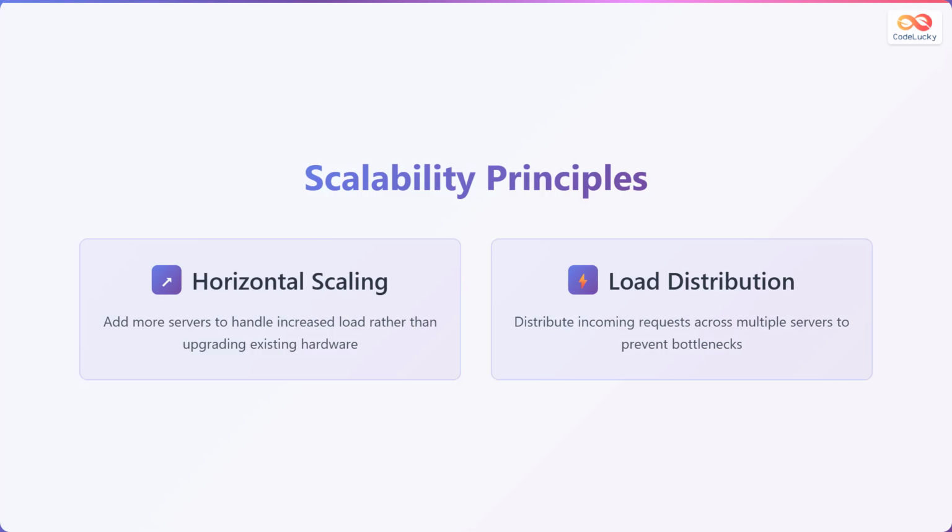Let's discuss scalability principles. First, horizontal scaling. Instead of upgrading the existing hardware, you add more servers to handle the increased load. Second, load distribution, which means that you distribute incoming requests across multiple servers to prevent any bottlenecks. This ensures that no single server is overwhelmed, maintaining optimal performance.